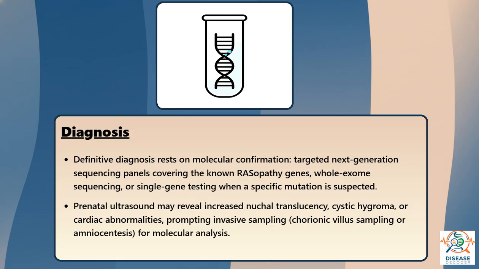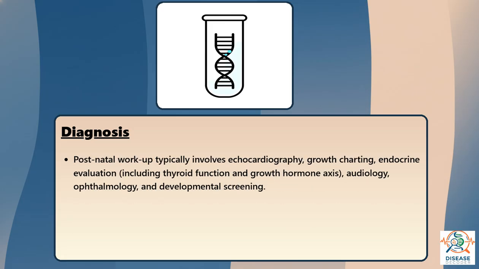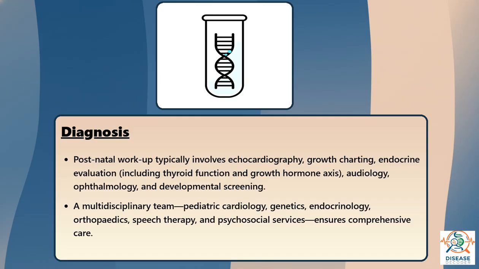Prenatal ultrasound may reveal increased nuchal translucency, cystic hygroma, or cardiac abnormalities, prompting invasive sampling, chorionic villus sampling, or amniocentesis for molecular analysis. Postnatal workup typically involves echocardiography, growth charting, endocrine evaluation, including thyroid function and growth hormone axis, audiology, ophthalmology, and developmental screening. A multidisciplinary team, pediatric cardiology, genetics, endocrinology, orthopedics, speech therapy, and psychosocial services, ensures comprehensive care.